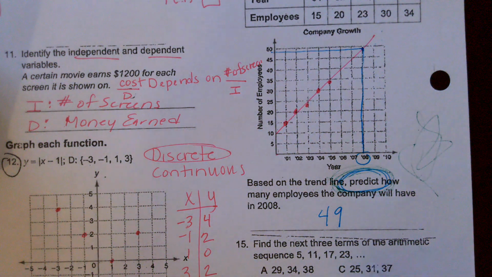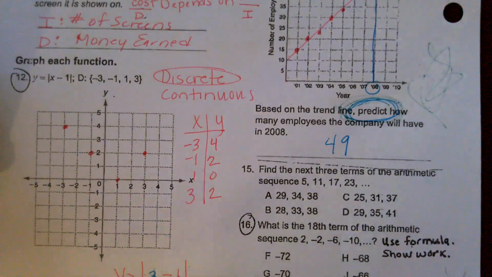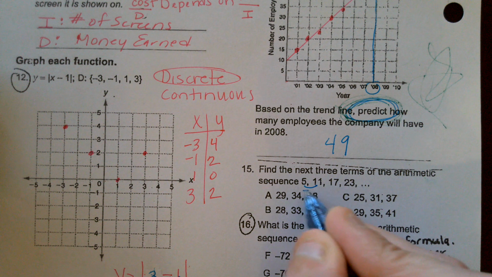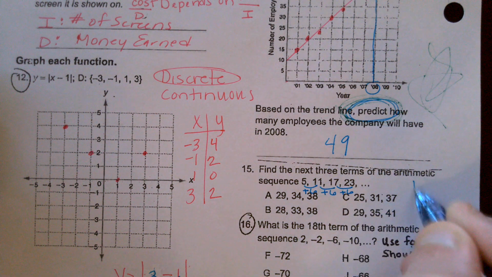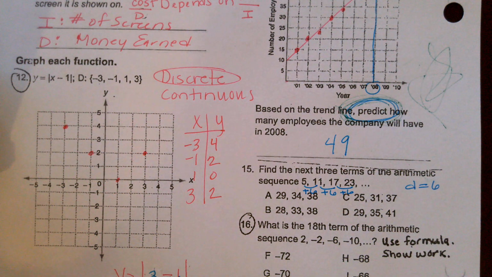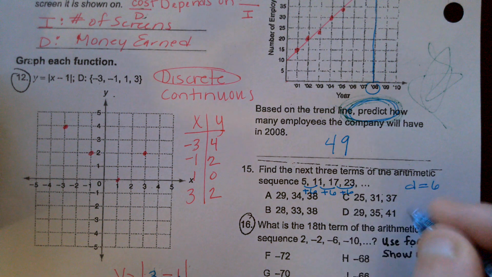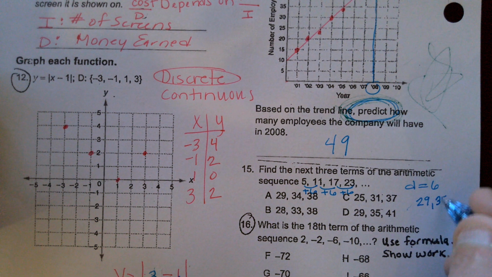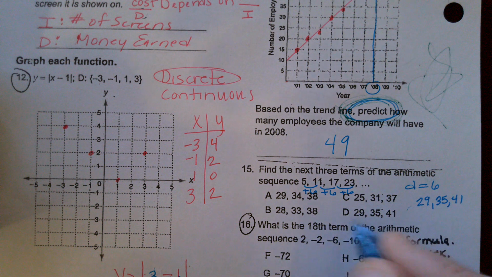Find the next 3 terms of this sequence. Okay, let's look for the 5 plus 6 plus 6 plus 6. Our D is 6. So we don't have to find anything. We just have to add. 23 plus 6 is 29. Plus 6 is 35. Plus 6 is 41. Now find it. There we are.